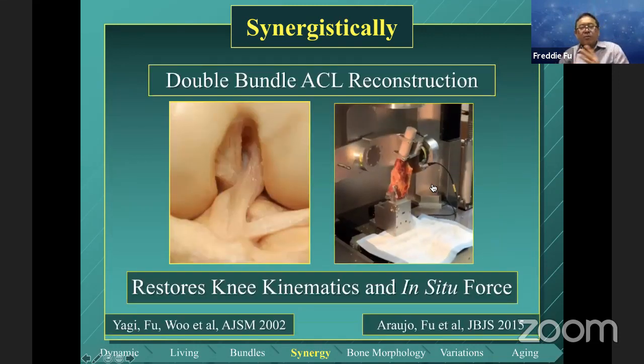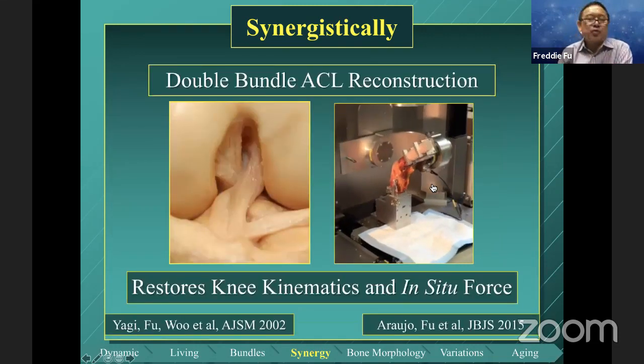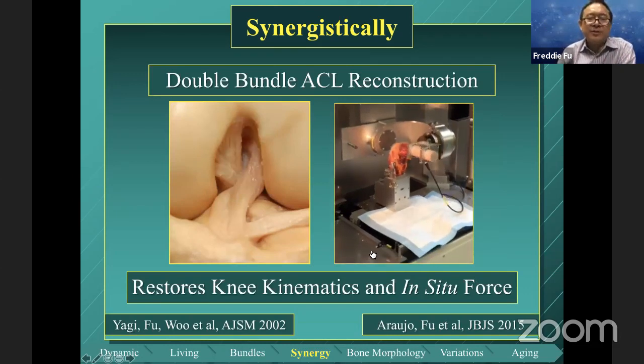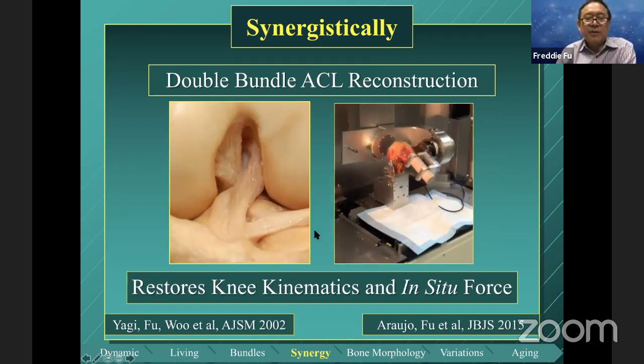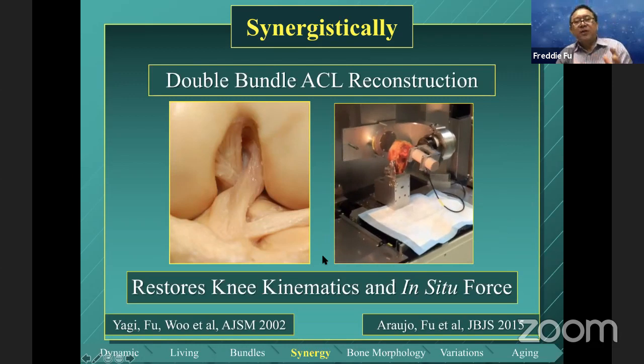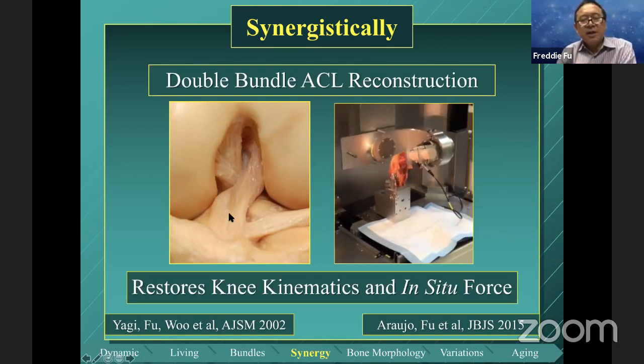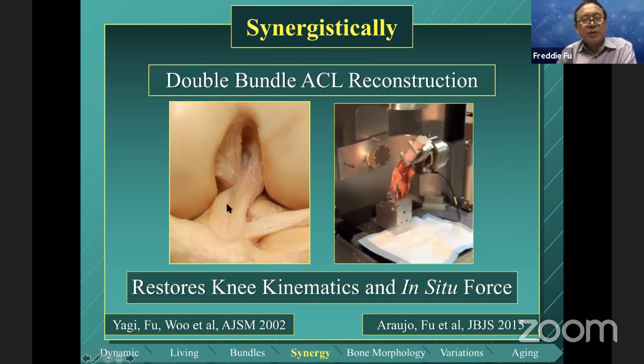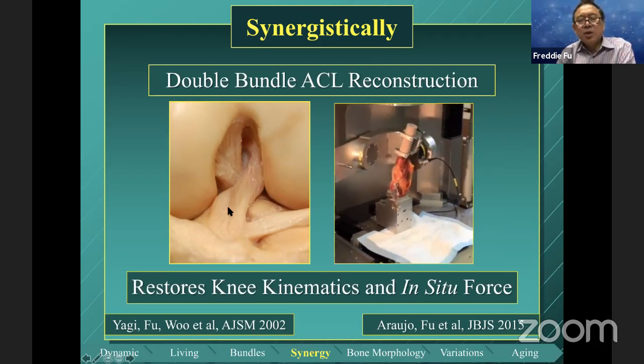Now this is an important study. We did two of these, one about 25 years ago and one more recently, using robotic technology. Essentially, if you're going to restore the ACL with robotic technology with two bundles right here, two things happen. You're going to restore the kinematics, you know that, but you also restore the incidental forces. Do you understand what it means?